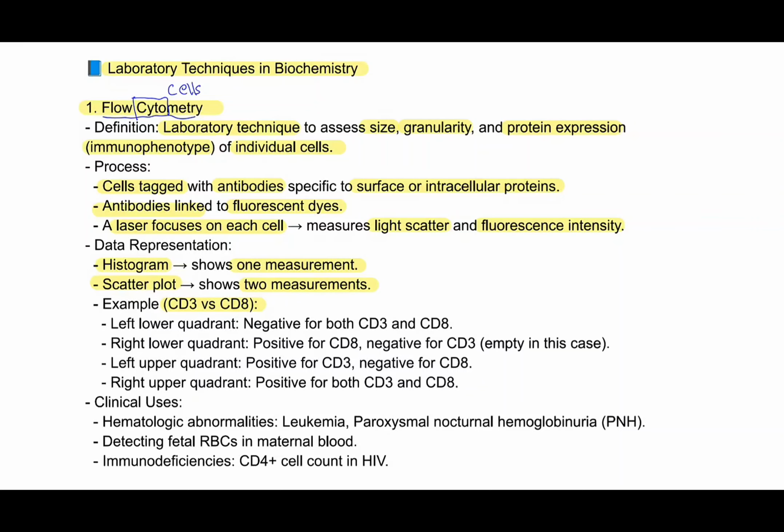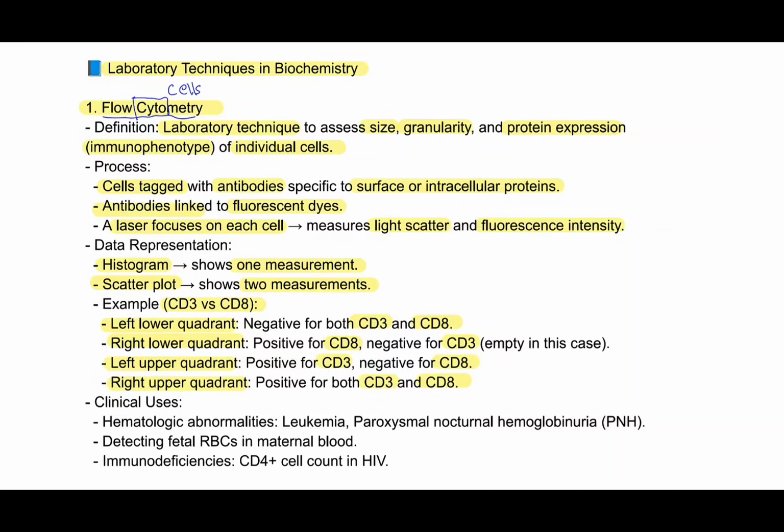There are some quadrants. For example, the left lower quadrant is negative for both CD3 and CD8. Right lower quadrant is positive for CD8 and negative for CD3. Left upper quadrant is positive for CD3 and negative for CD8. Right upper quadrant is positive for both CD3 and CD8.